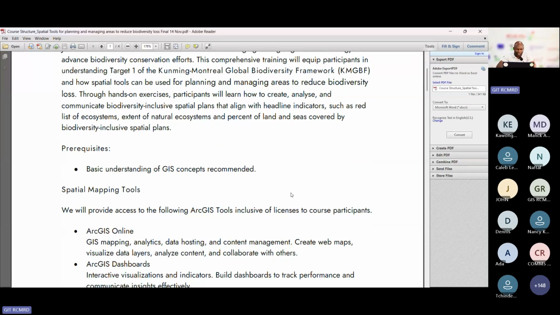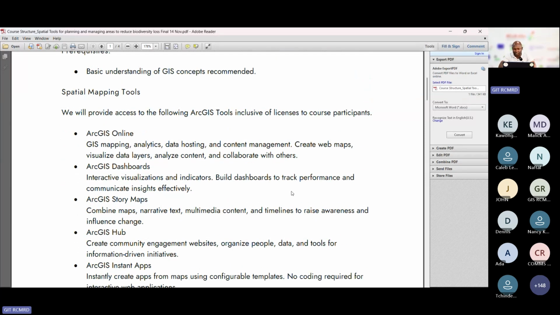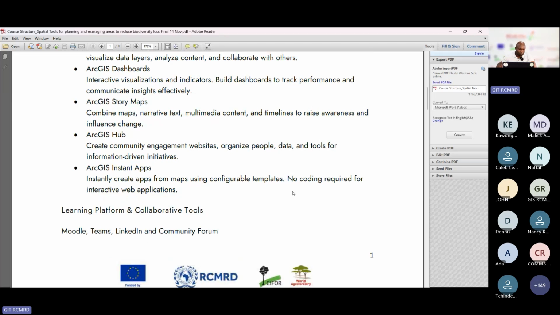Under prerequisites, we anticipate that our participants will have a basic understanding of geospatial information system concepts. They can easily manipulate the software and play around with the tools. Courtesy of our linkages with Esri, we'll be providing free licenses to help you access the different tools within the ArcGIS suite. That is ArcGIS Online, ArcGIS Dashboards, StoryMaps, ArcGIS Hub, and Instant Apps.